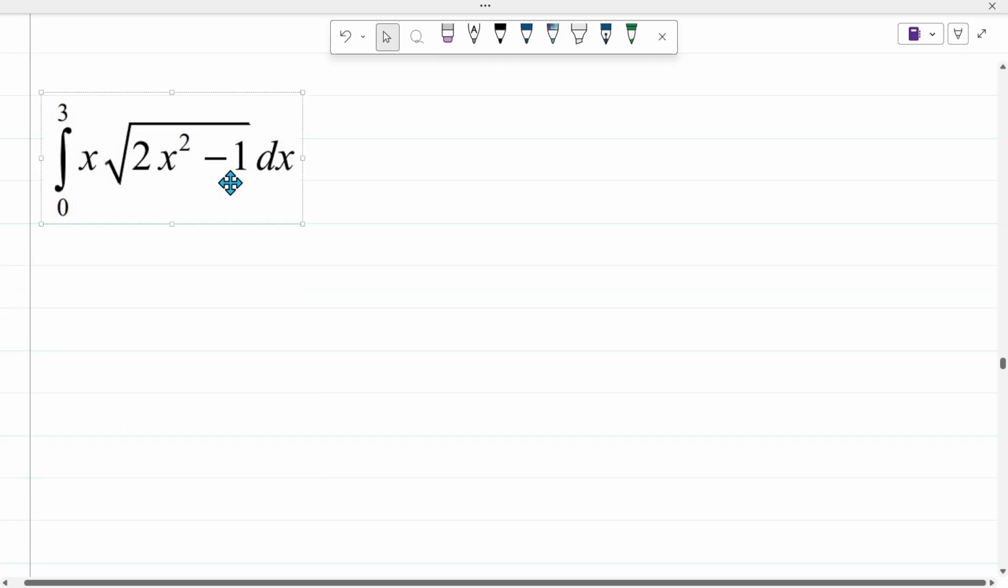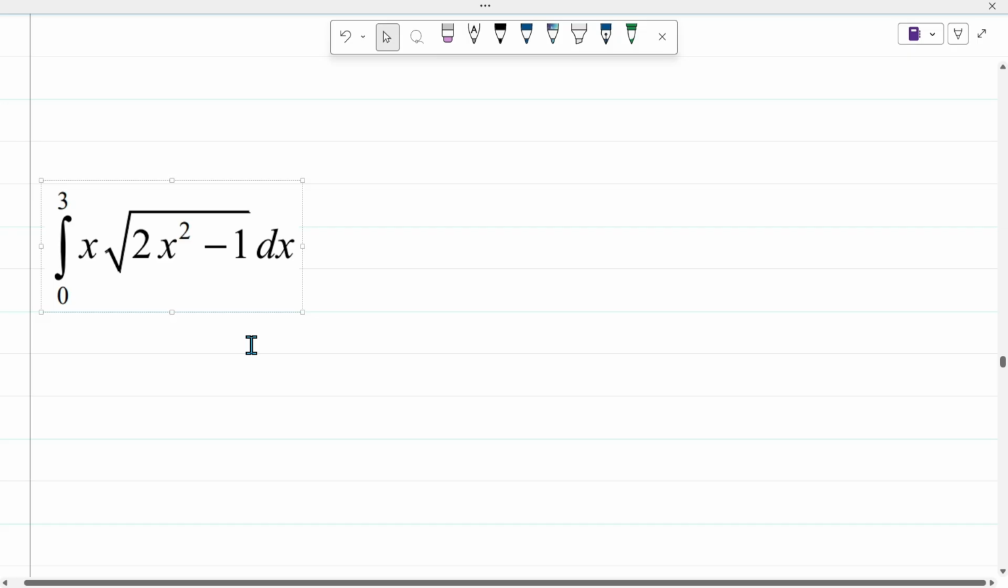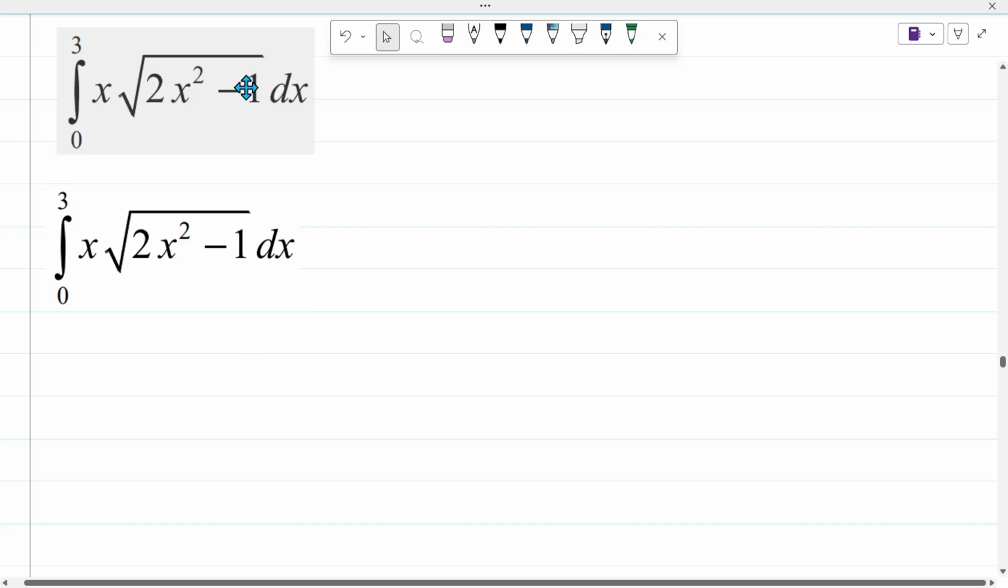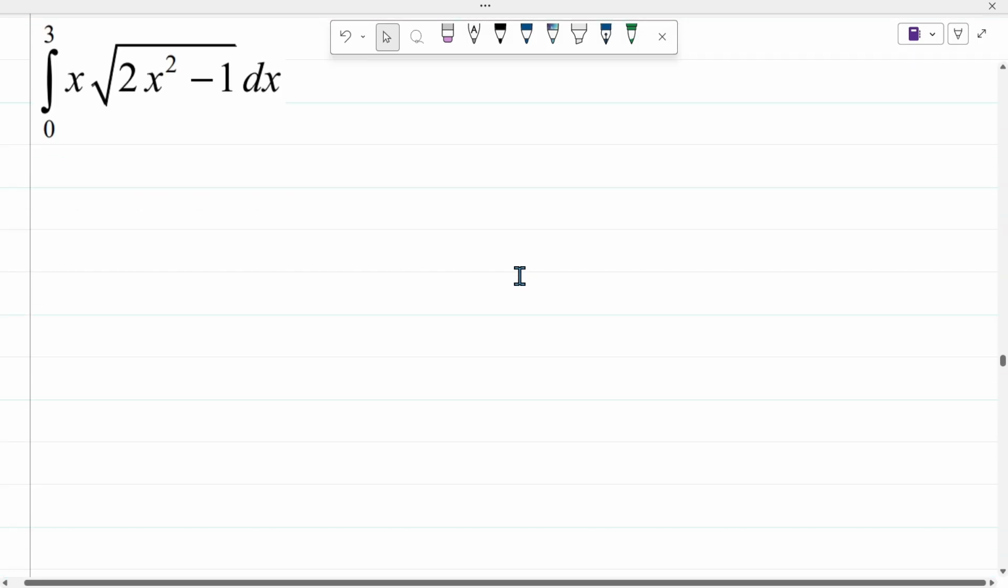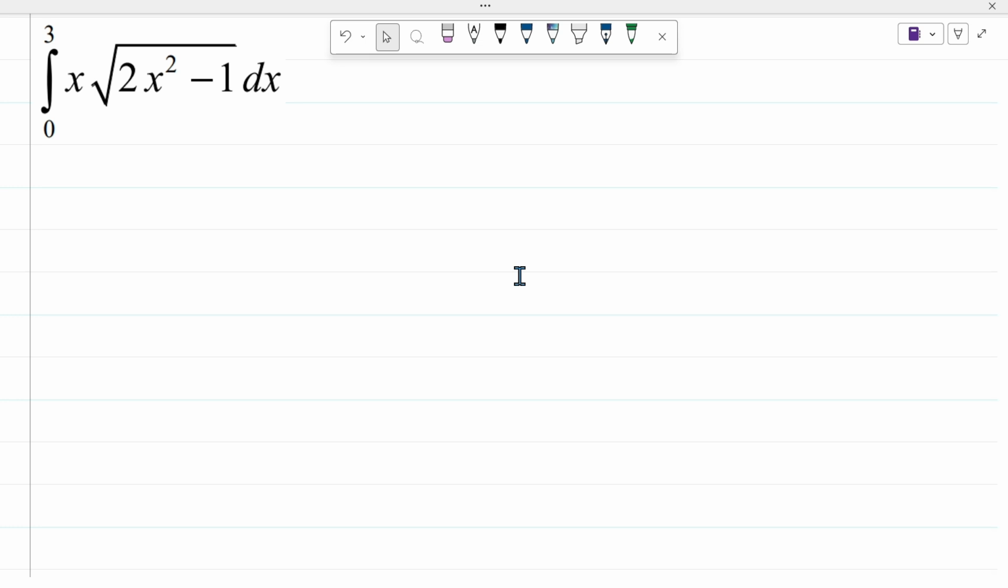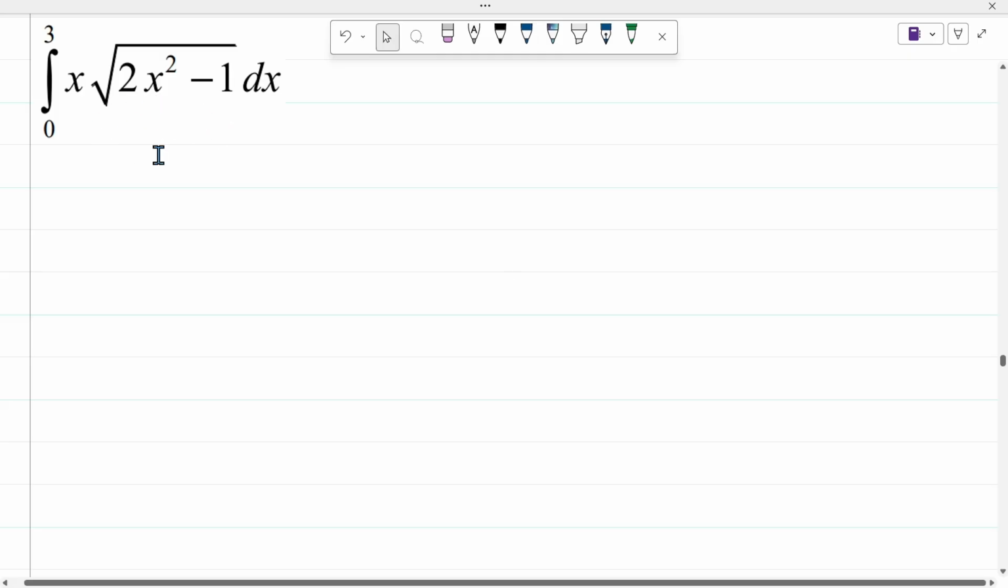So we have another one here. Let's quickly solve it. We now have the integral of x multiplied by the root of 2x squared minus 1 dx. So we can see that we cannot simplify this, because even if we want to multiply, it won't be possible. So we need to use the second question.